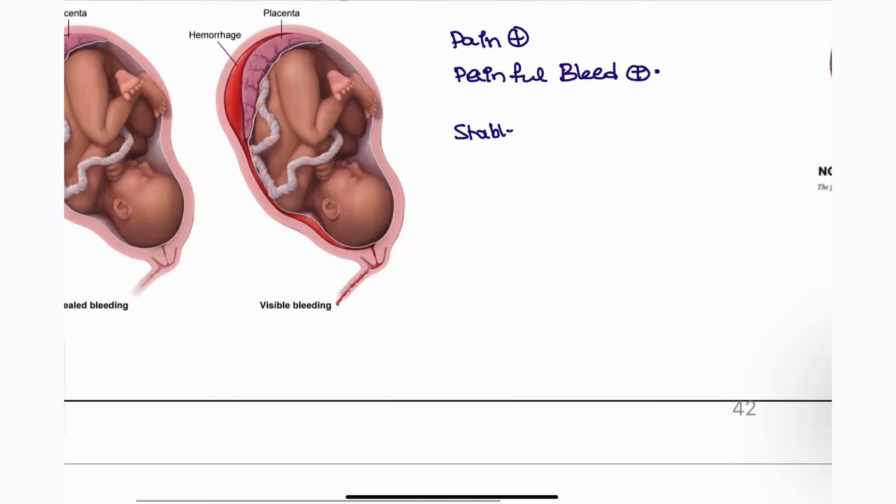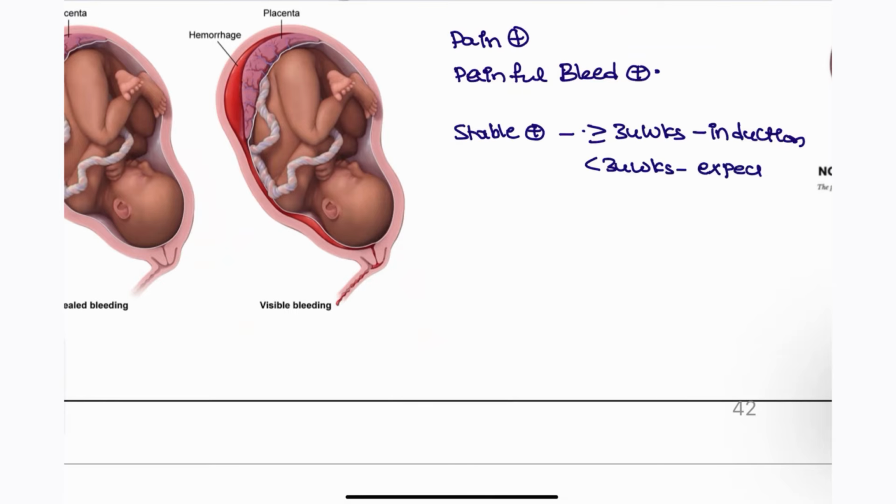If the patient's vitals are stable, and if it is 34 weeks of gestation, go for the induction of labor. But if it is less than 34 weeks, then we can go for expectant management. Again, monitoring should be maintained. If it is unstable, terminate. And again, here also we are going to go for NVD only.